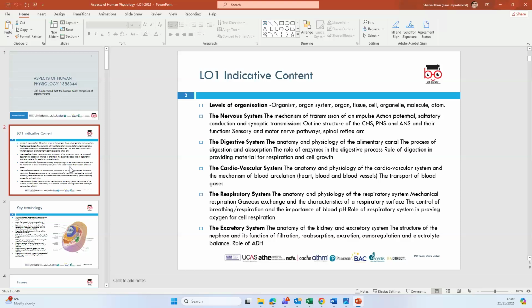We'll also look at the nervous system, how it transmits and the mechanism of the nervous system. We'll then go on to look at the digestive system, the anatomy and physiology of the process of digestion, how you absorb enzymes and foods, and how the digestive system works. We'll then look at the cardiovascular system and the respiratory system. That's the indicative content for the first part.